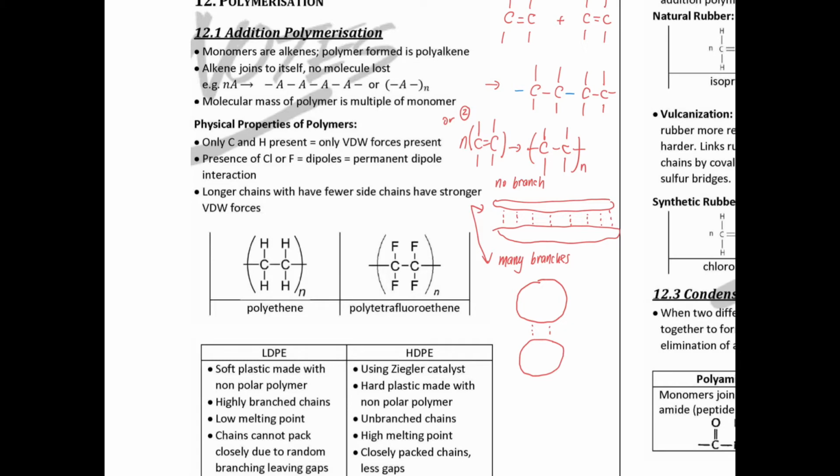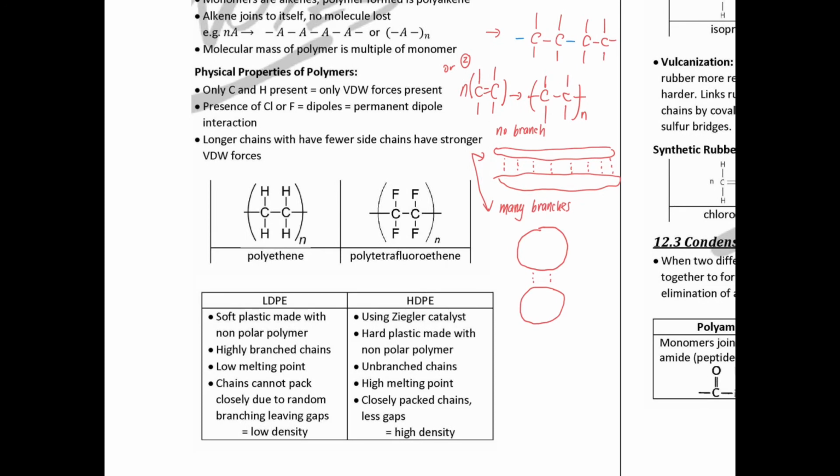Compared to this one, they can form a lot of van der Waals forces when there is no branch. Okay, so it affects the melting point and boiling point when there is no branch and many branches. So you should expect that when there is no branch, the melting point and the boiling point should be higher. And when there are branches, the melting point and boiling point should be lower. Okay.